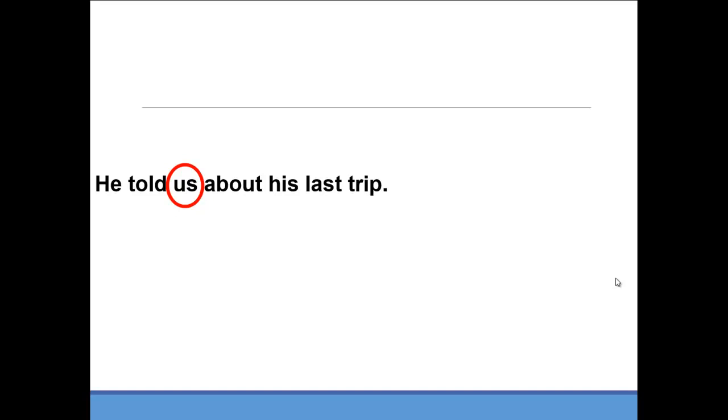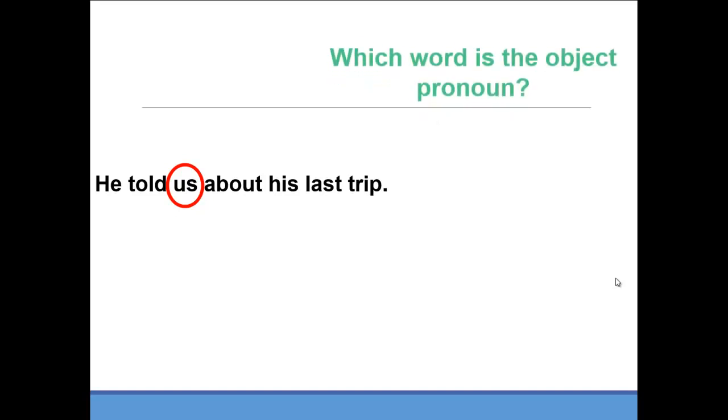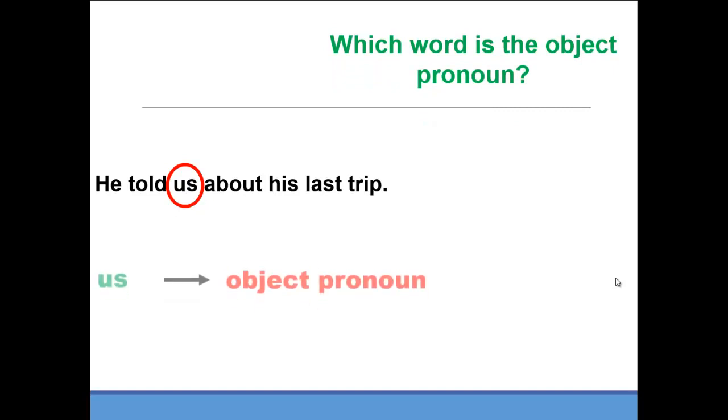It is us. Okay, where is the verb told? What is the pronoun that comes directly after the verb? It is us. He told. Whom did he tell? Us. So us is the object pronoun. So which word is the object pronoun? It is the pronoun us.